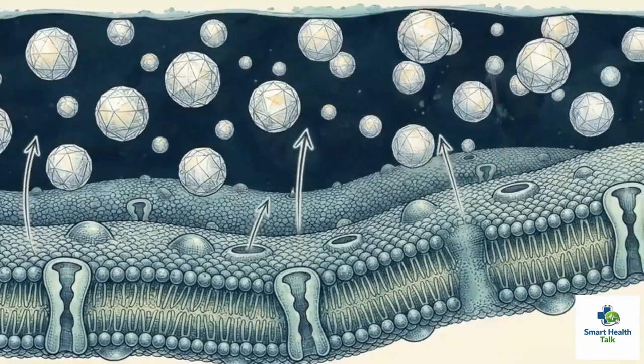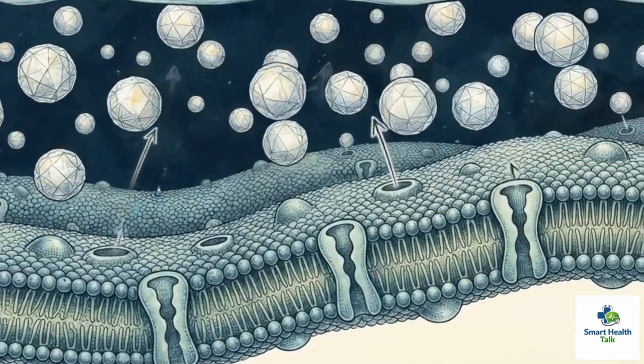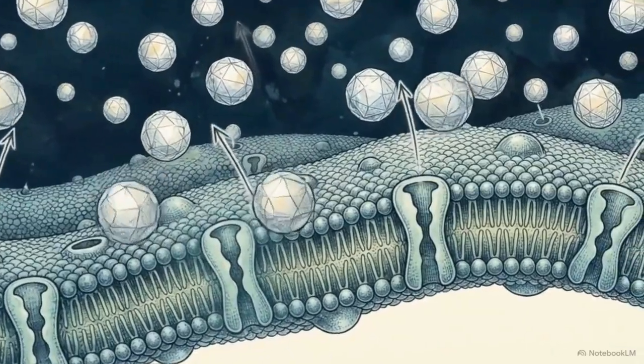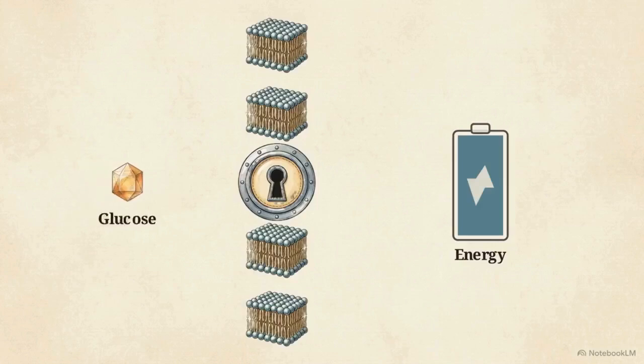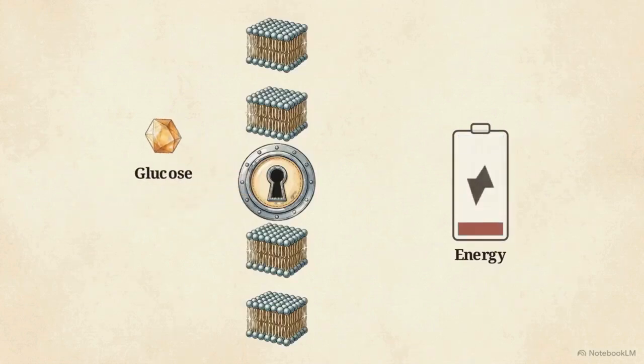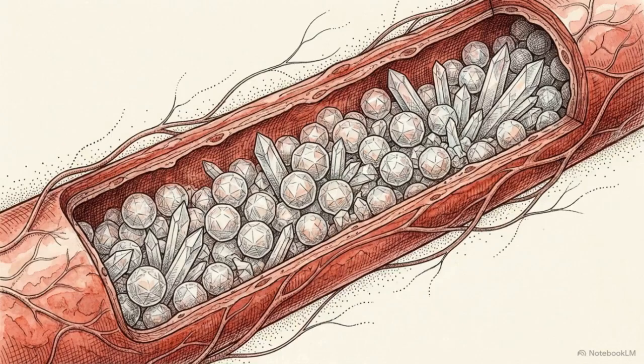Look at this microscopic view. What you are seeing is the root mechanic of diabetes: sugar molecules constantly bouncing off a cell membrane, unable to enter and be processed for energy. Because that sugar can't get into the cells, it gets trapped in your bloodstream.